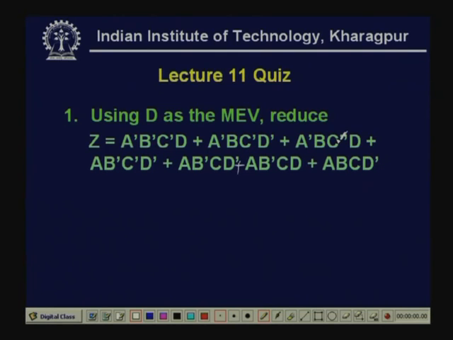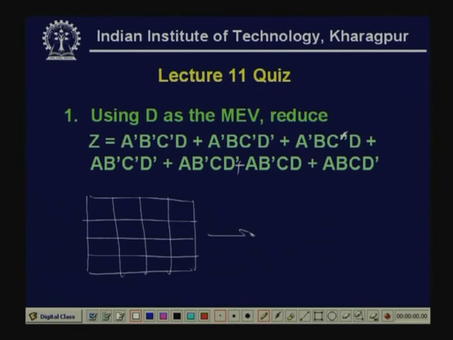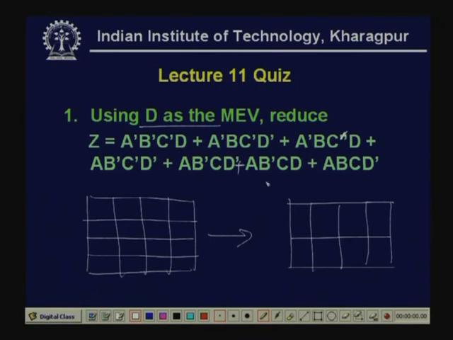This is a 4 variable function, so a normal K map would be 4 by 4. Now it will be reduced to 2 by 4, with D as the MEV. Here the content will be some D, D complement, or D plus D dash, or combinations like D theta, D theta, D dash. So this is today's quiz problem, that we have to reduce using the MEV method.